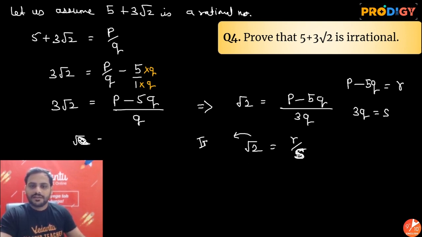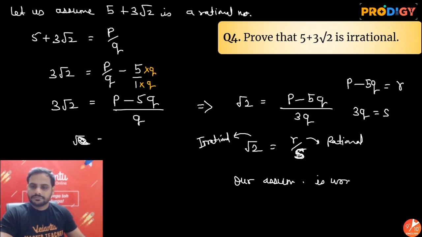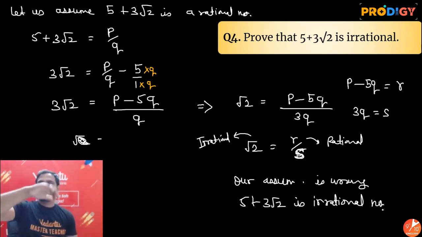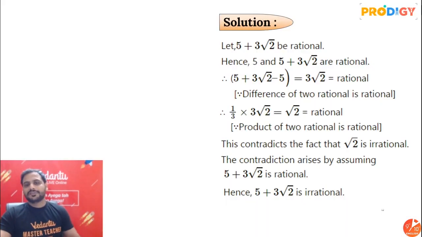This side irrational, this side rational. It cannot be correct. So I can say our assumption is wrong. So 5 plus 3 root 2 is not rational, so it will be an irrational number. Simple. So combination questions, have a look, are very easy. All right. One more thing: if you are getting any doubts throughout this session, or there is some question you have doubts in, please use the comment section to post your doubts. So 5 plus 3 root 2 is an irrational number.